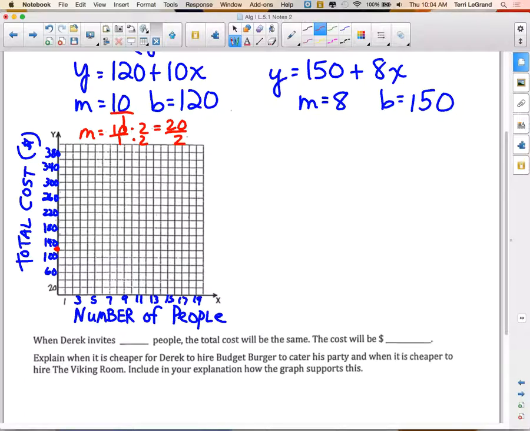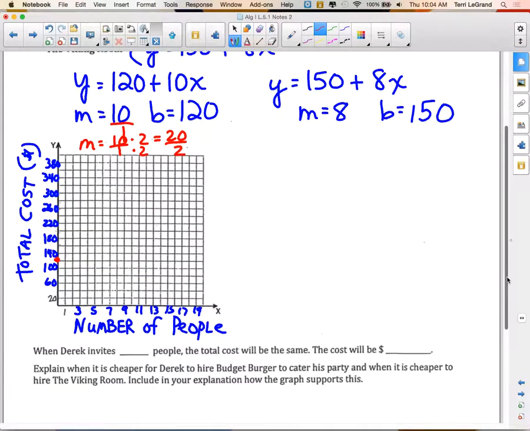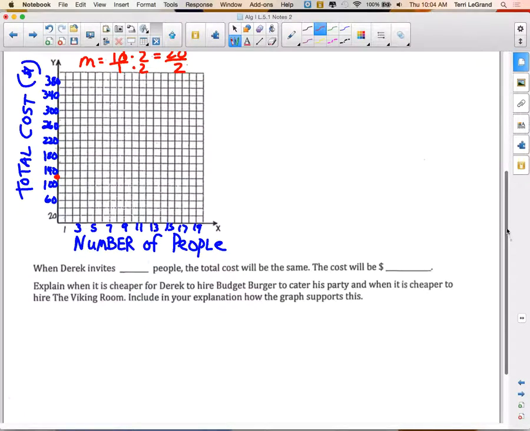So now when we do it, we're not going to go up 20 grid lines. What are we going to go up? 20 dollars. So we're going to go from 120 to 140. And we're going to go over 2 people. Well, those are going by ones. So in reality, look at what's happening here. We're only going up 1 grid line and over 2.